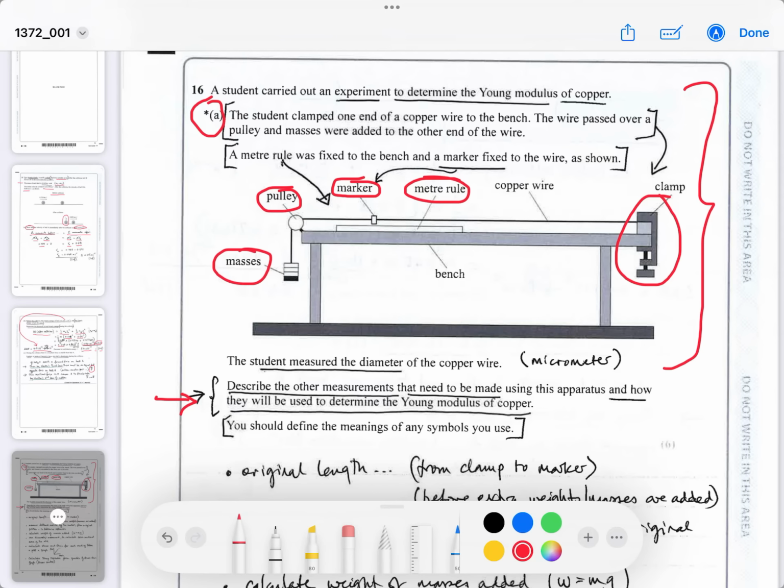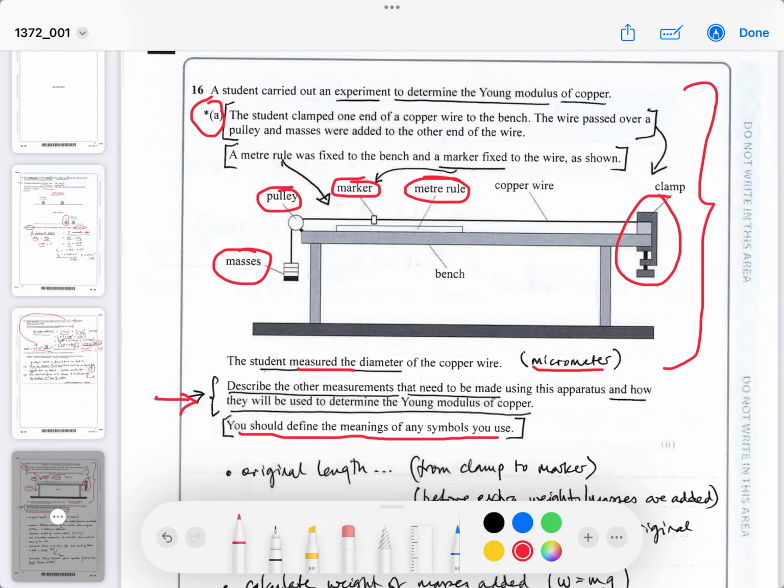It says describe the other measurements, yeah, other than the one which we talked about with the micrometer, that need to be made, it says, using the apparatus, and how they will be used to determine the Young modulus of copper. Okay, so what else do you need to measure? You should define the meanings of any symbols you use. So that's a good point to explain to students revising for their exam. Don't put symbols if you haven't defined what the symbol is. They don't know if you know what the symbols mean. Okay, so normally every symbol used must be defined.